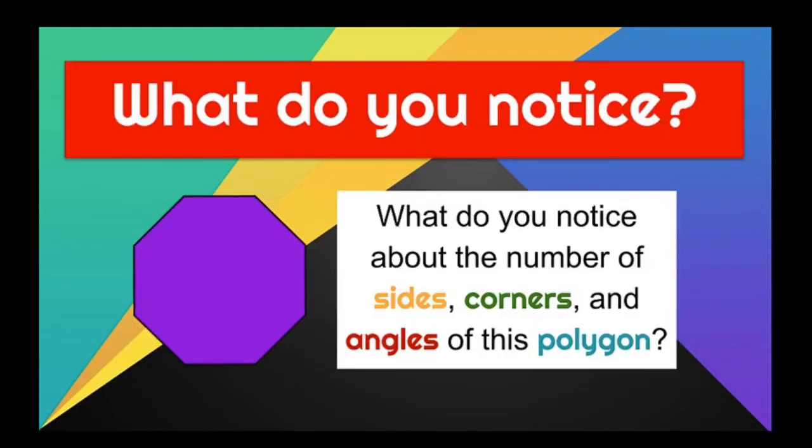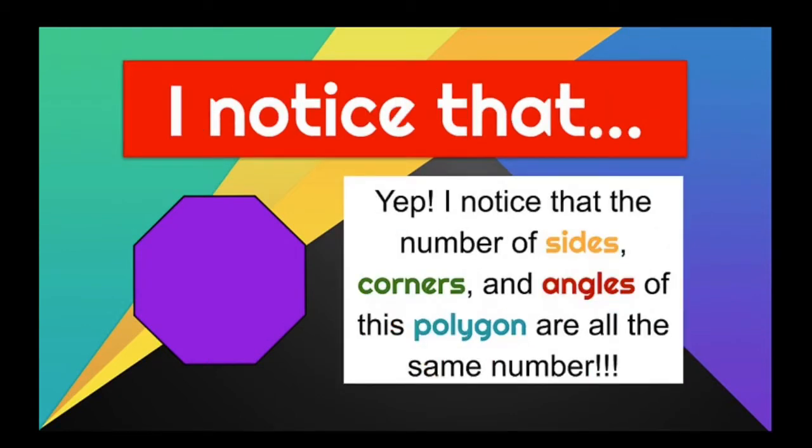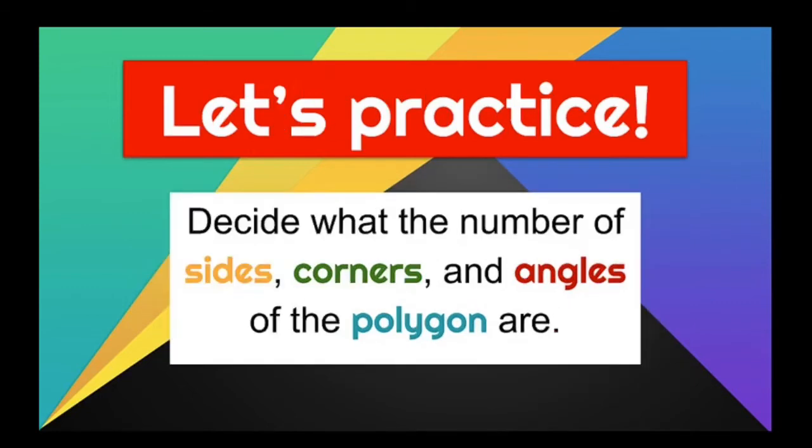So what did you notice? What did you notice about the number of sides, corners, and angles of this polygon? I notice, probably just like you, that the number of sides, corners, and angles of this polygon are all the same number. So if it's a polygon, the sides and angles and corners will be the same number sometimes. Maybe all of the times. We'll have to look and see here in a bit.